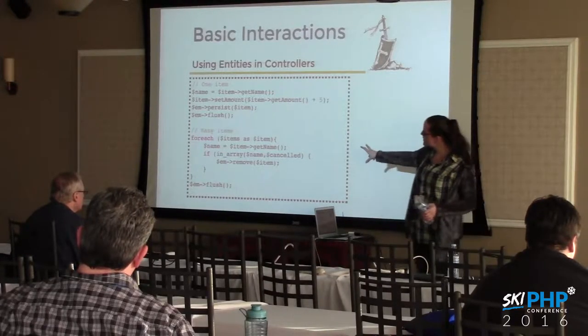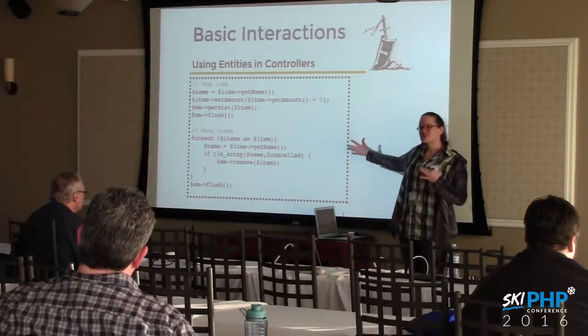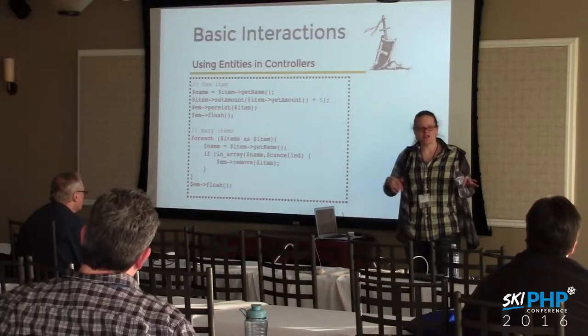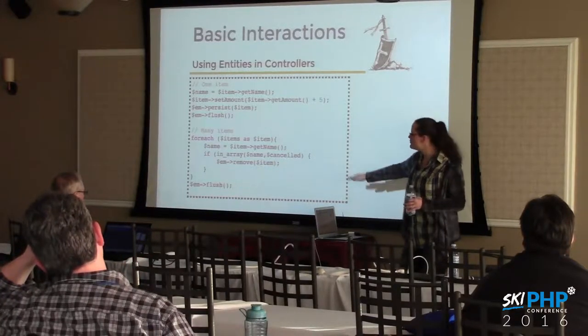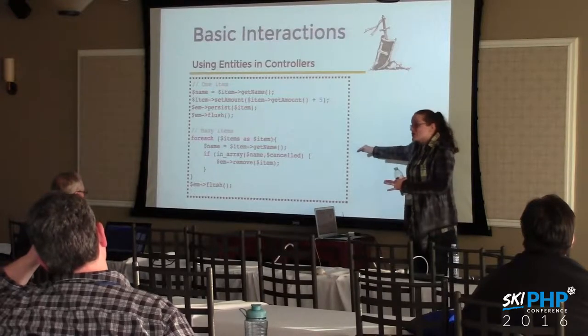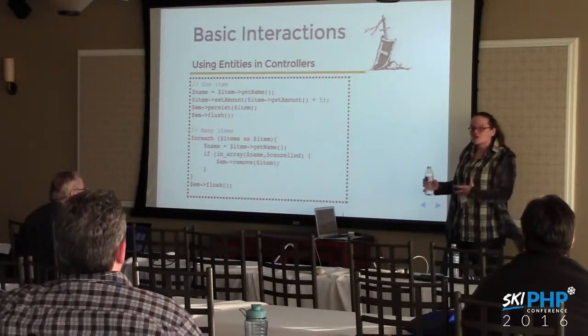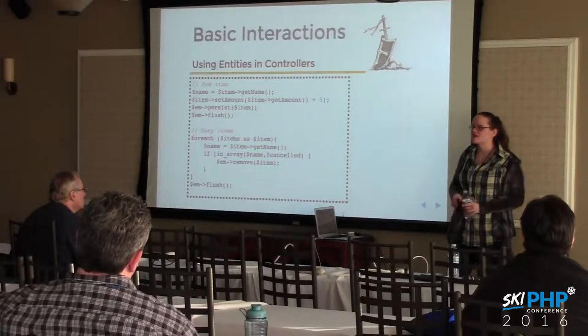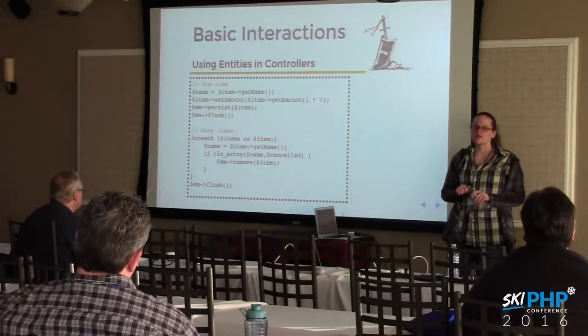And down here, what I want to point out to you is that you can do a bunch of stuff in a loop or whatever. You can make a bunch of changes, and if you don't put the flush inside the loop, if instead you put it outside of the loop, Doctrine will try and make that all one call for you instead of calling and calling and calling every instance of the loop, which, you know, that's kind of important.